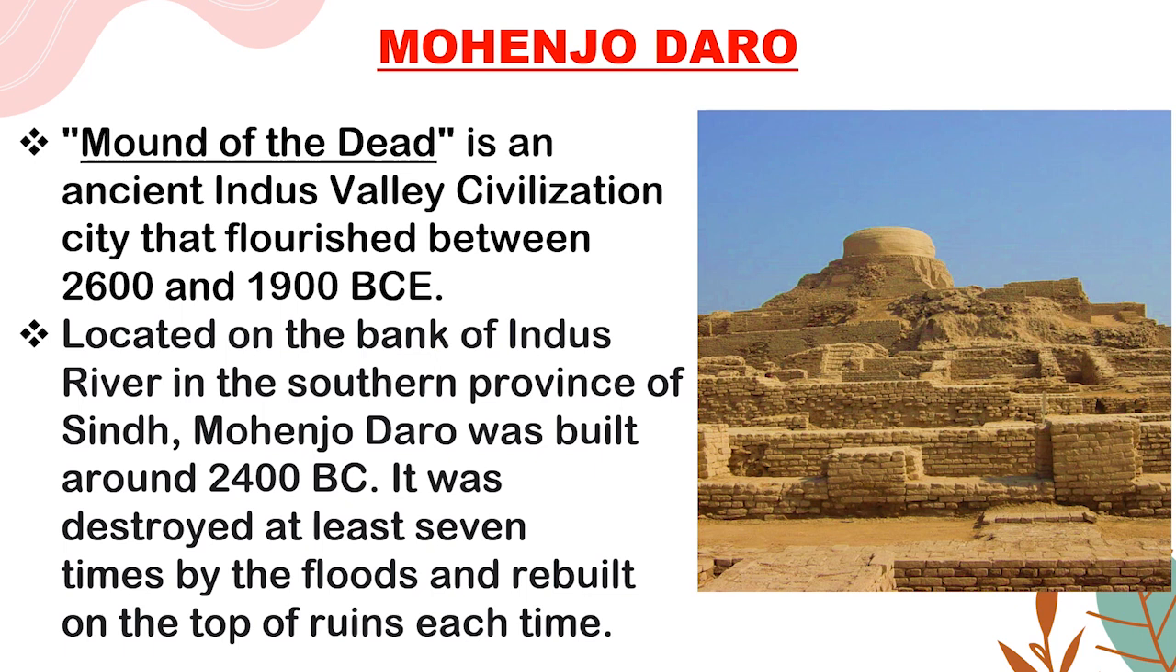Mohenjo-daro was located on the bank of the Indus River in the southern province of Sindh. Mohenjo-daro was built around 2400 BC. It was destroyed at least 7 times by floods and rebuilt on top of the ruins each time.